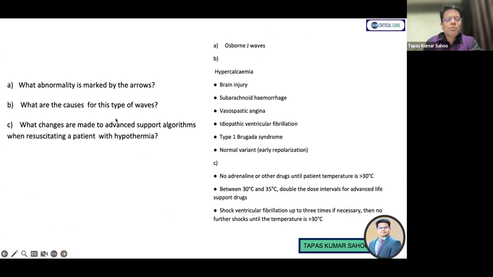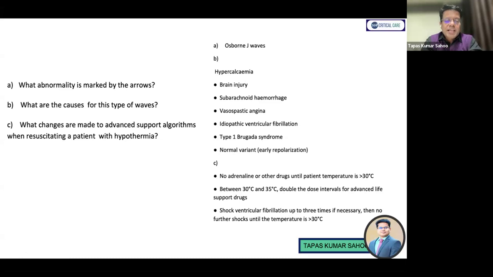So the next question is, what are the other causes of this type of waves? One is hypercalcemia, brain injury, subarachnoid hemorrhage, vasospastic angina, idiopathic ventricular fibrillation, type 1 Brugada syndrome, normal variant also. So sometimes early repolarization can cause this type of ECG changes.